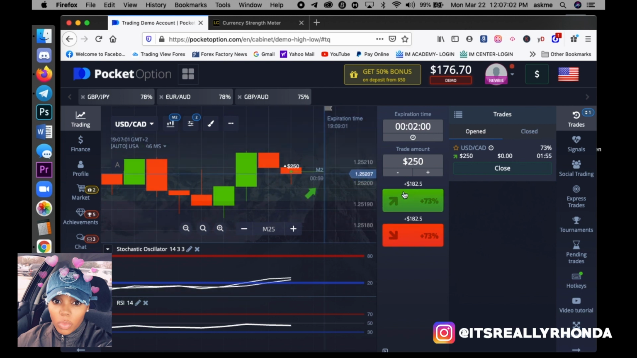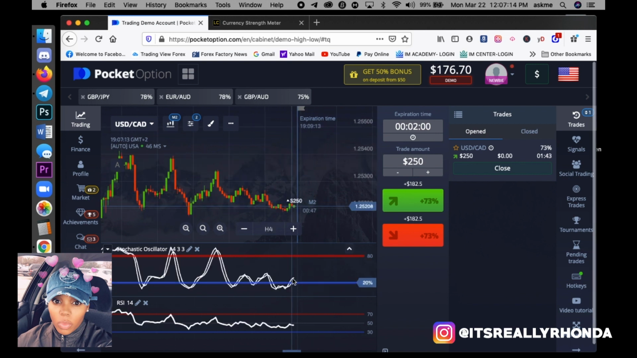So I'm going to take this trade right here for a buy on the 2 minutes for 250 so I can close out with 182. And let's see if we can get this trade closed for us. Let's see if we can close this trade. We still got that push up. We're still good for the buy. We're still good for the buy.